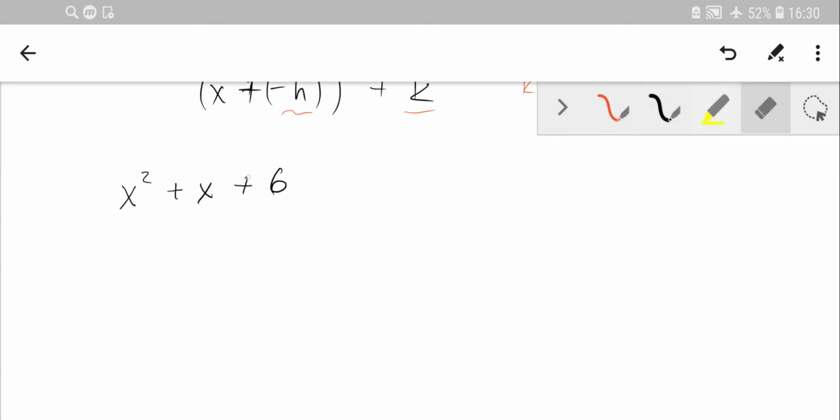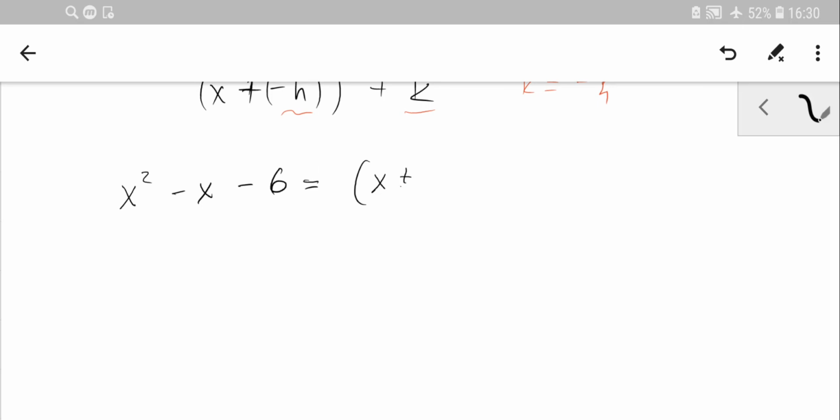Now it's better to say minus x and minus 6. Okay, we want to have a complete square for that. So this is an expression, and we need to obtain the following structure: x plus or minus something squared, and plus or minus some number.